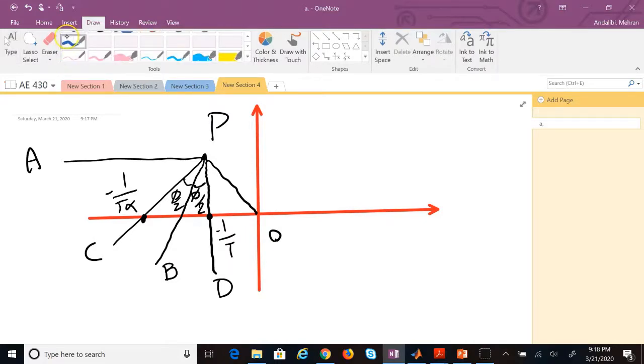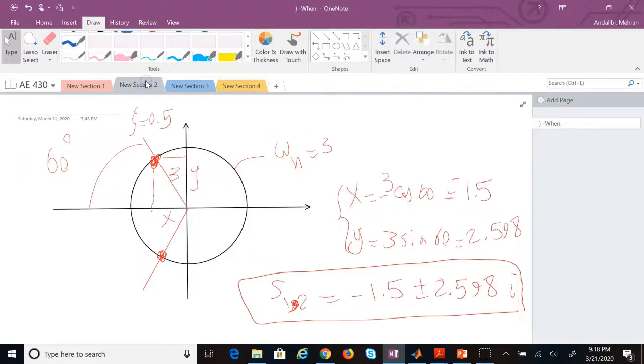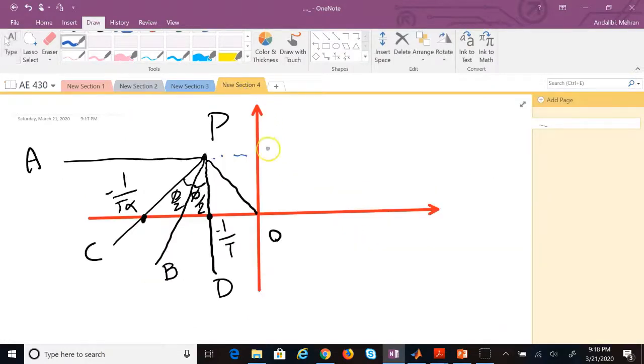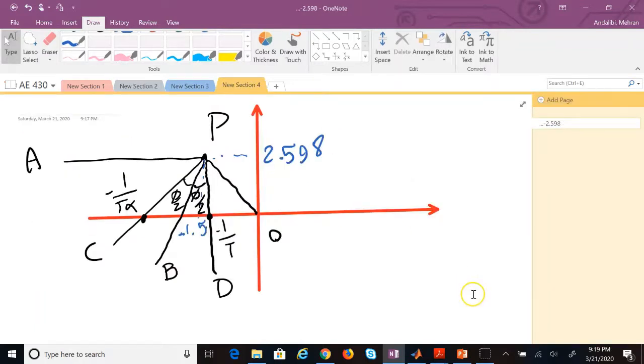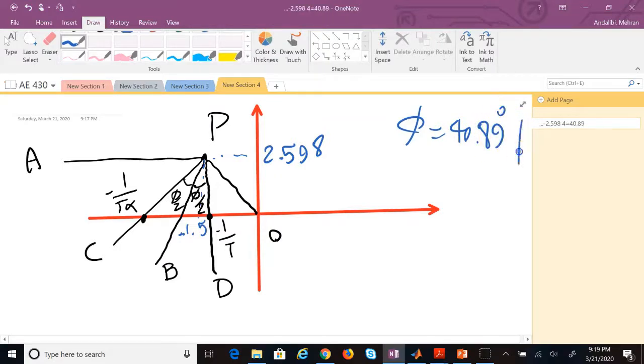If you remember the location of the new pole here, if we go back and look, it was 2.598. So this point was 2.598, and the x of that point, if I can write somewhere, was negative 1.5. And phi, angle phi, was more than 40 degrees, right? 40.89. So angle phi is 40.89. That's the angle that we have. We'll look at the absolute value of that.